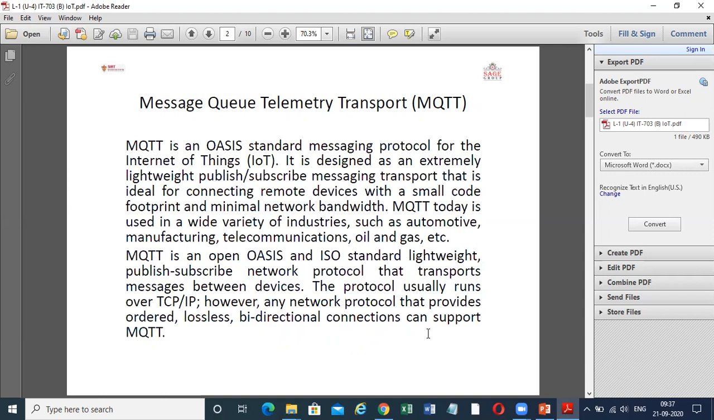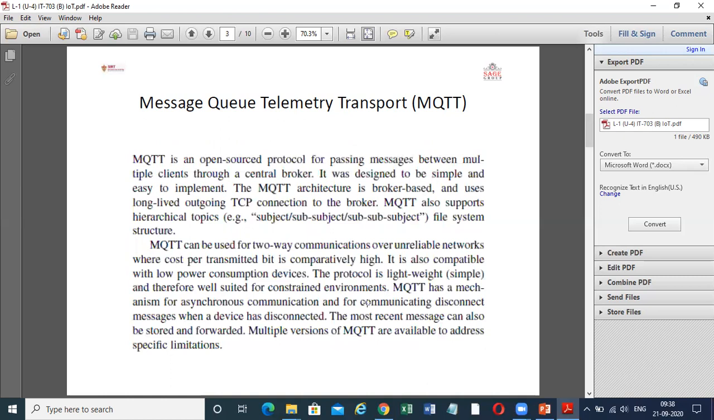The protocol usually runs over TCP/IP. I will discuss it in the last slide. Now, we have discussed that MQTT supports two-way communication over unreliable networks. The protocol is lightweight and simple, therefore well suited for constrained environments.